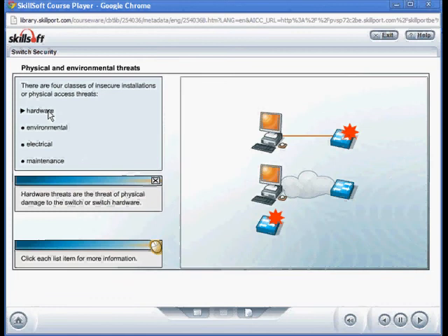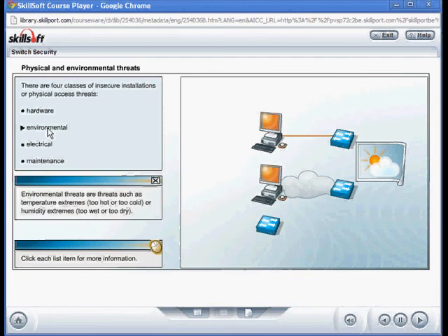Hardware threats are the threat of physical damage to the switch or switch hardware. Environmental threats are threats such as temperature extremes, too hot or too cold, or humidity extremes, too wet or too dry.